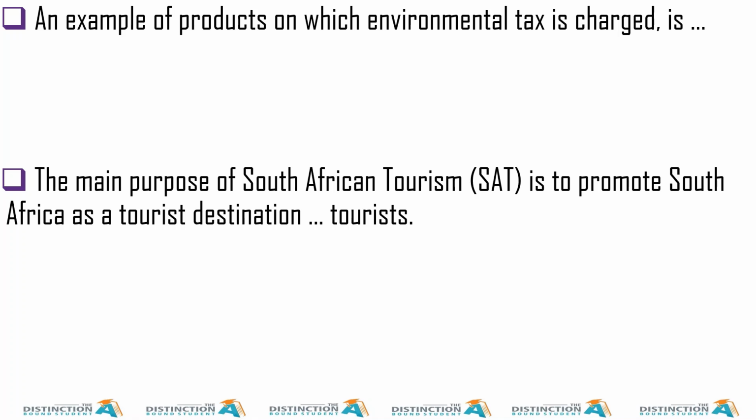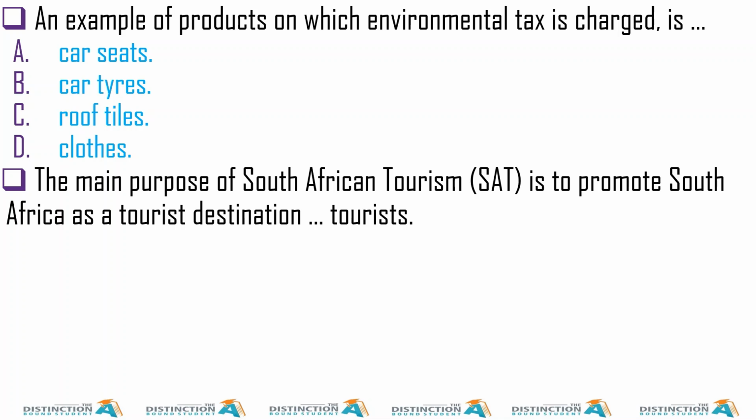An example of products on which environmental tax is charged is, okay, here we can't answer this. We have to see what options they gave us and see what makes sense. Okay, environmental tax. Do you think car seats make sense? Car seats, no. Why? What would make it possible? No, it doesn't even make sense at all. Car seats are actually merit goods. We can't really tax you for using them.